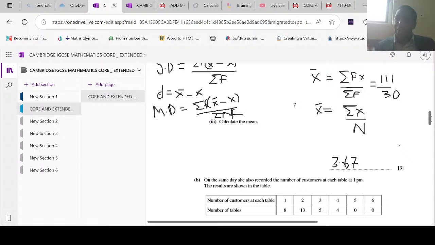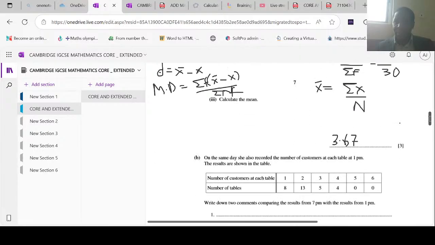So if we now go there, on the same day, she also recorded the number of customers at each table at 1 p.m. The number of customers at each table remains the score, isn't it? The number of tables remains the frequency. But there is a change of data. The data are not the same. You can see that the number of customers remains the same: 1, 2, 3, 4. So that tells you that's the score, not the frequency. But the number of tables has changed: 8, 13, 5, 4, 0, 0.